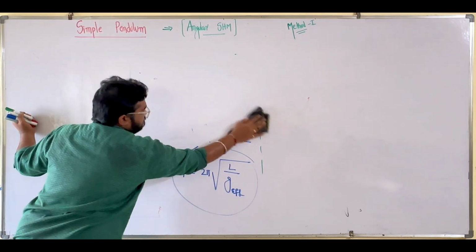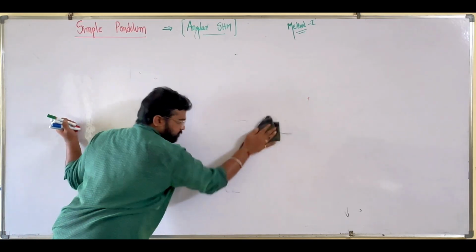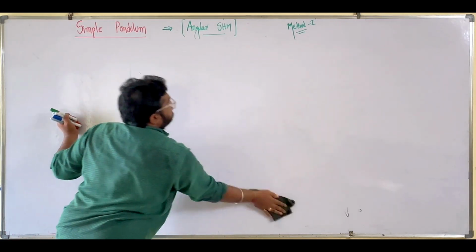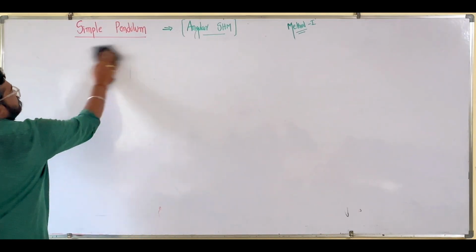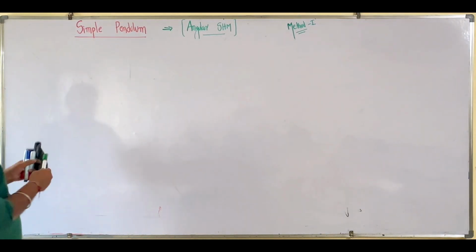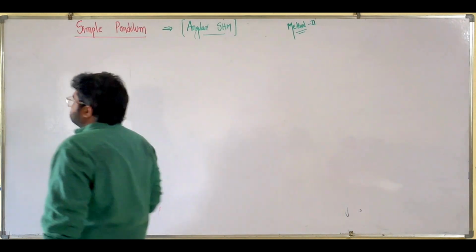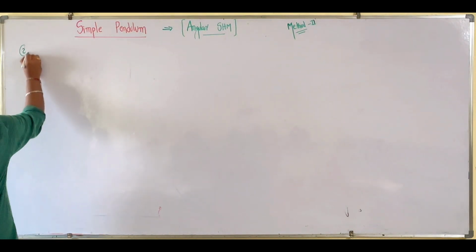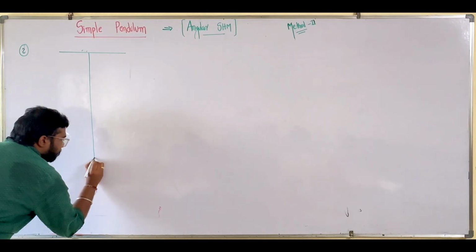Method 2. How to write G effective directly? Focus here. Method 2 for the same question. Case 1. See this. What is the question here?